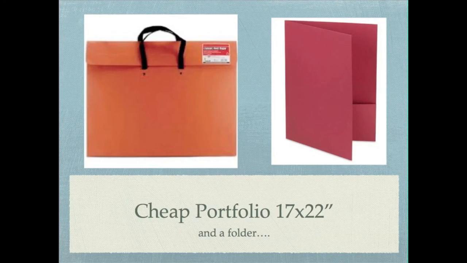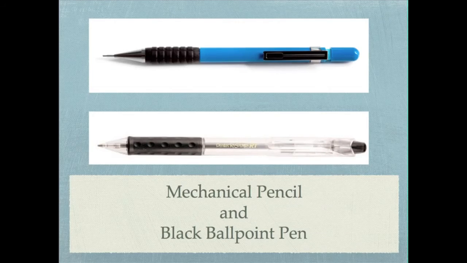You need a portfolio, a cheap one, about 17 by 22. You also need a folder. This is to store your work in the class and keep it all in one spot. The folder is so that you can keep your briefs and your handouts in one area. You need a mechanical pencil and a black ballpoint pen.